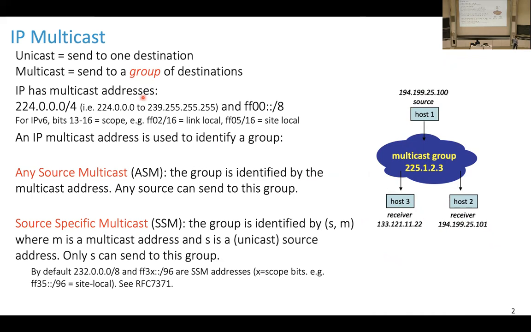IP multicast addresses are of a specific form. They have the form 224 with a prefix mask of 4, which means that the IPv4 multicast address is between 224 and 239. For IPv6, it is FF00 with a prefix mask of 8.